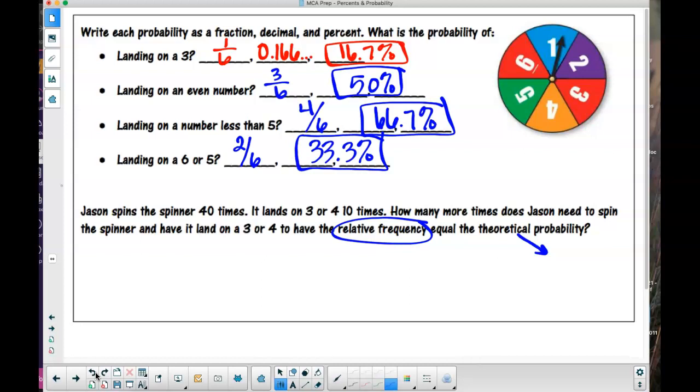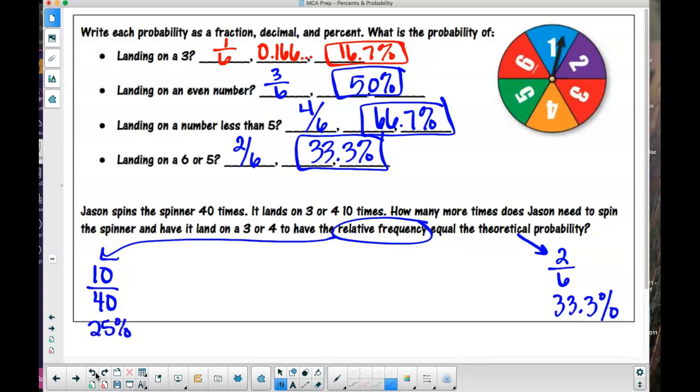Okay, so theoretically, what's the theoretical probability of landing on a 3 or 4? Two out of 6, right? Or 33.3%. Everybody agree with that? So far, his relative frequency is 10 out of 40. If I use my calculator and I do 10 divided by 40, I get 25%. Are those equal? No. Okay, so the question is, how many more times would he have to spin the spinner and have it land on 3 or 4 to have them be equal?